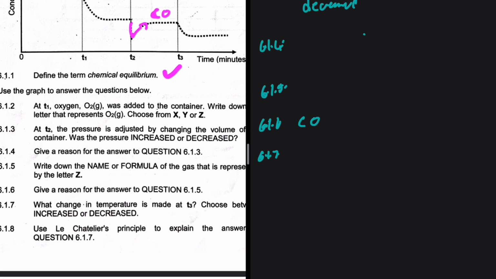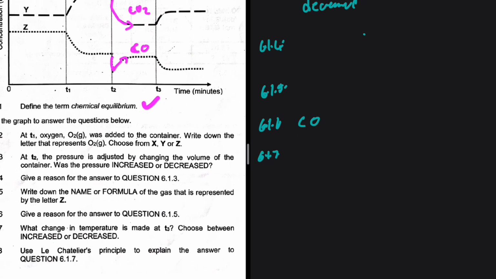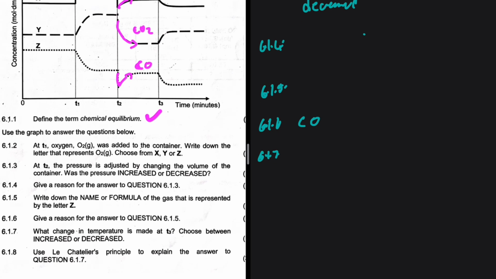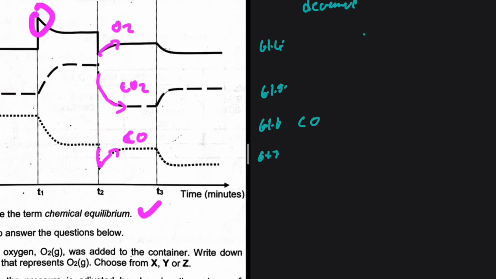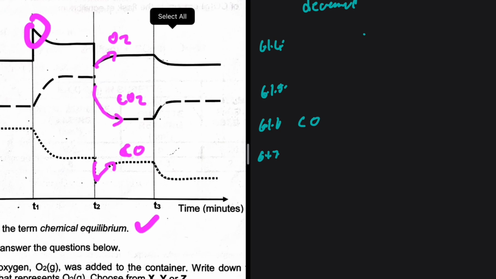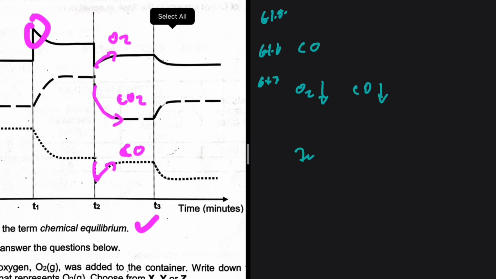6.1.7. What change in temperature is made at T equals 3? Choose between increase or decrease. So at T equals 3, O2 goes down. Carbon monoxide goes down. What does that mean? Forward reaction is favored, right? CO2 goes up, we can see. So forward reaction is favored.